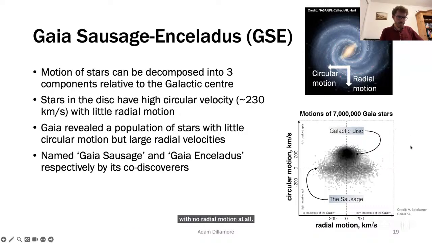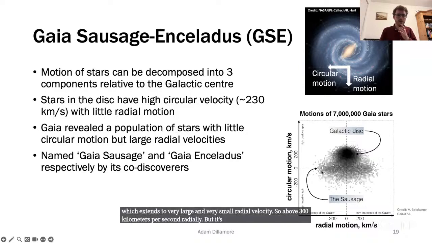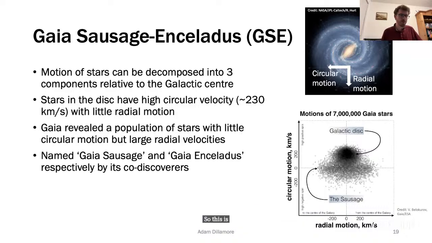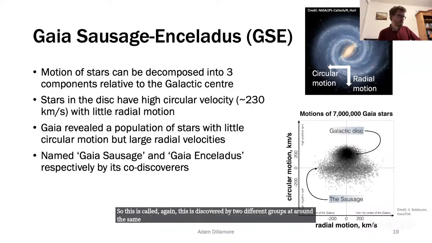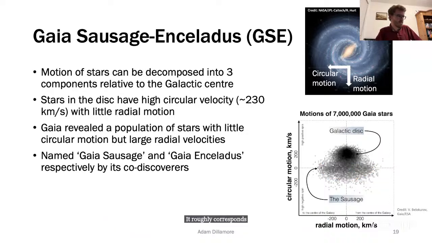But what Gaia revealed in 2018 was that when you look at lower circular velocities, there's this structure which extends to very large and very small radial velocities, so above 300 kilometers per second radially. It's moving as fast as the disk is, but in a radial direction. This was discovered by two different groups at around the same time. One of them named it the Gaia Sausage, as you may be able to see why, because it roughly corresponds to the shape of a sausage. The other group, being a bit more pretentious, called it Gaia Enceladus, named after Greek mythology.